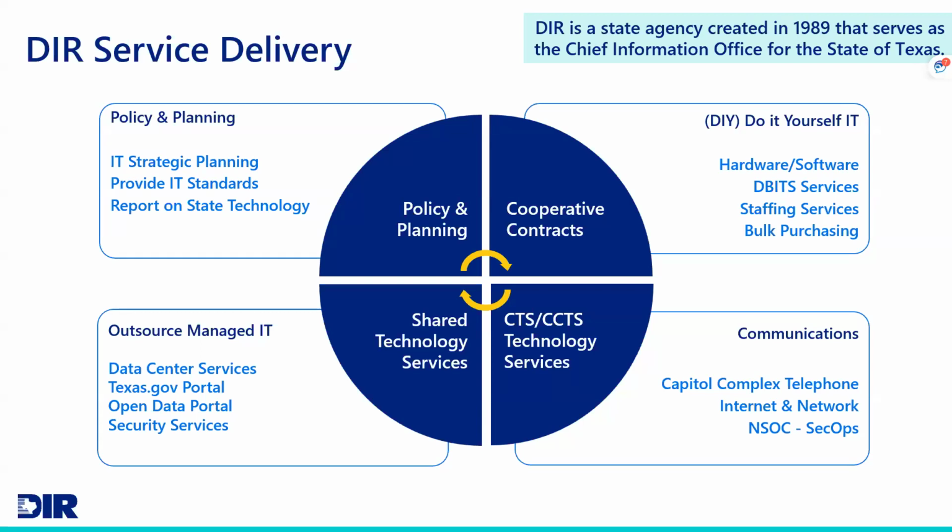And our main purpose is to serve as the Chief Information Office for the state of Texas. We've got our cooperative contracts program here at DIR, and this is kind of the do-it-yourself or the self-service model of IT procurements, where you, our customers, can go directly to our vendors and buy things like hardware, software. There are services contracts available, including deliverables-based IT services, as well as IT staffing services contracts.